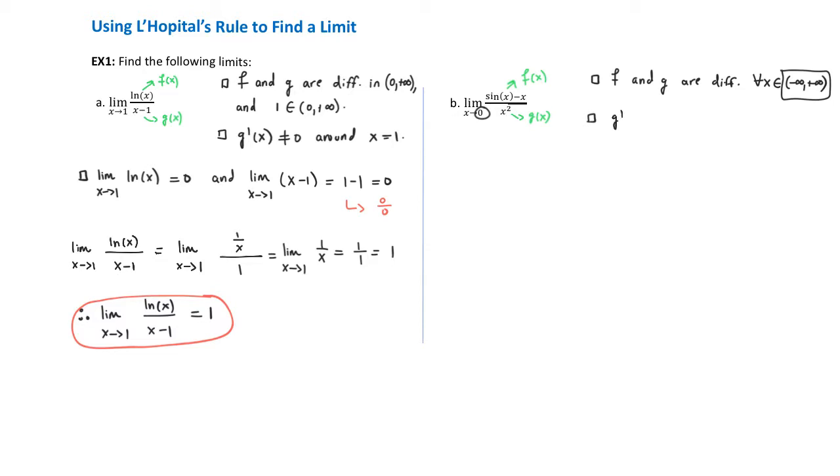I am going to say that indeed g prime of x is not equal to 0 around x equals 0. So now that these two preliminary conditions are satisfied, I can try to see whether I get an indeterminate form of 0 over 0 or infinity over infinity. So let's see what happens to the limit of the numerator and the limit of the denominator.